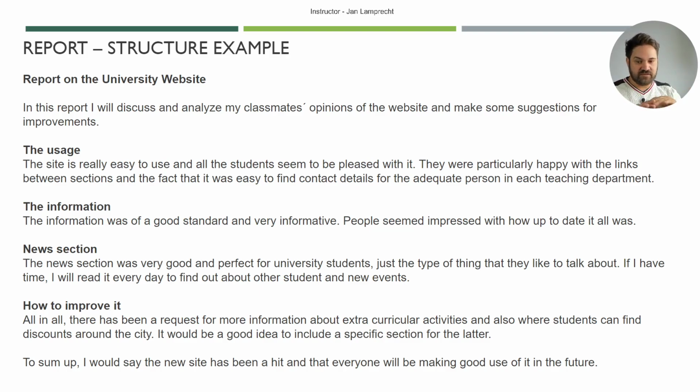Okay, now all in all, how to improve it. This is the suggestion title, how to improve it. All in all, there has been a request for more information about extracurricular activities and also where students can find discounts around the city. It would be a good idea to include a specific section for the latter. For the latter is the last one I provided. That's good, and there is your suggestion as well.